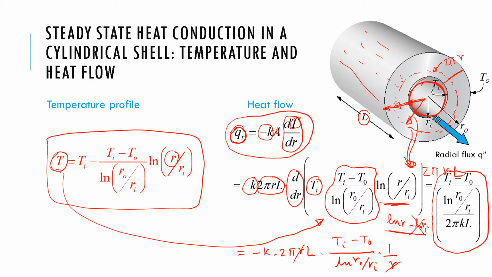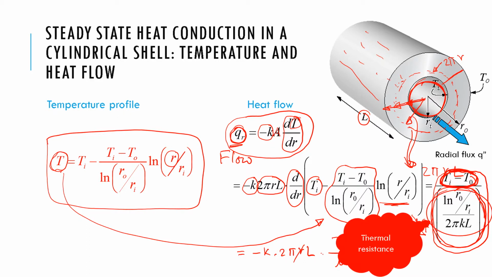So you notice again the flow is equal to the driving force, Ti minus T0, divided by some quantity. So flow is what drives it, divided by some quantity. The meaning of that quantity has got to be some sort of a thermal resistance. So the thermal resistance for this kind of a cylindrical shell is given by this formula, which is different from what we did for a slab.